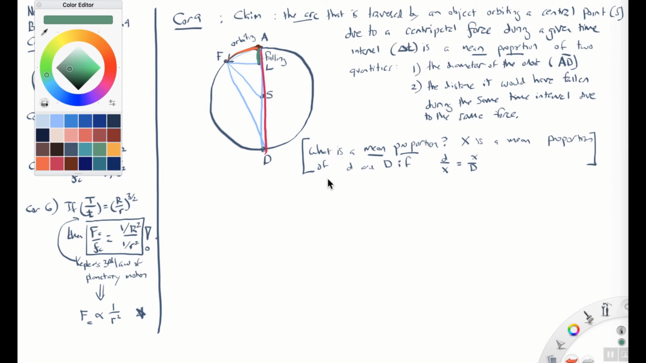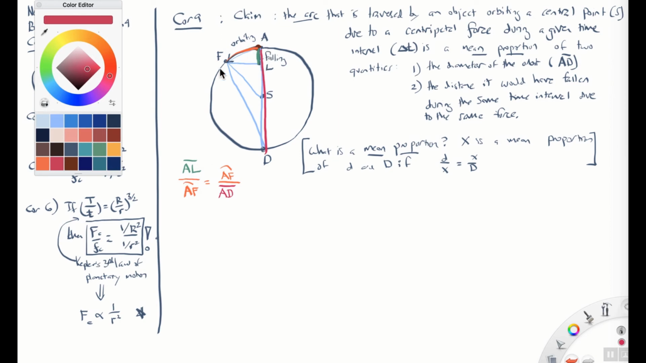In other words, what he's claiming is that arc length is a mean proportion. So let me color code this to make it more obvious. So AF, that arc length, is a mean proportion. I'm going to write it like this, like the X over here. It's a mean proportion of the diameter of the orbit and the distance it would have fallen. You can put these in either order. So let's go ahead and do this. The distance it would have fallen, we'll put right here, and the diameter of the orbit, AD. So this is what he is claiming here. AF, that arc length, is a mean proportion of the distance it would have fallen.